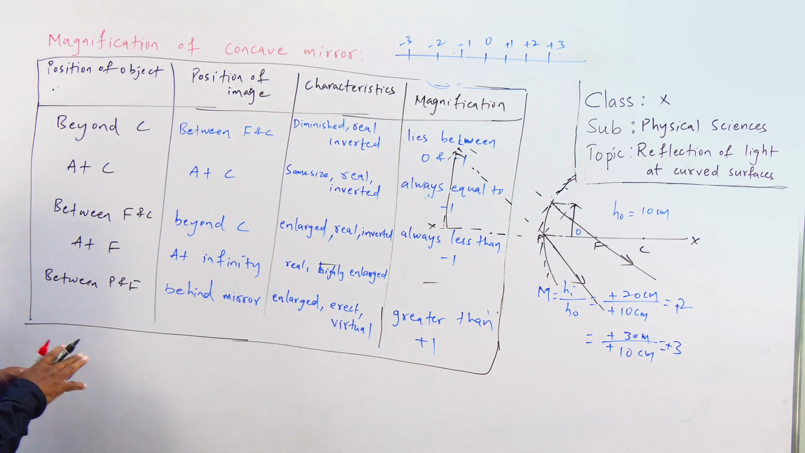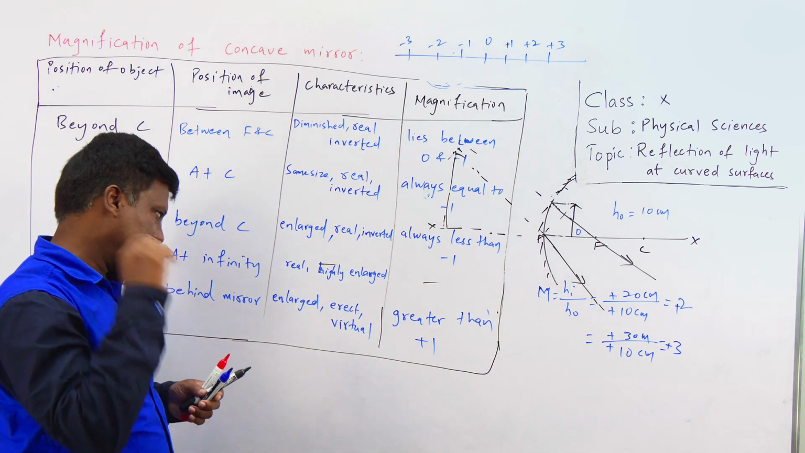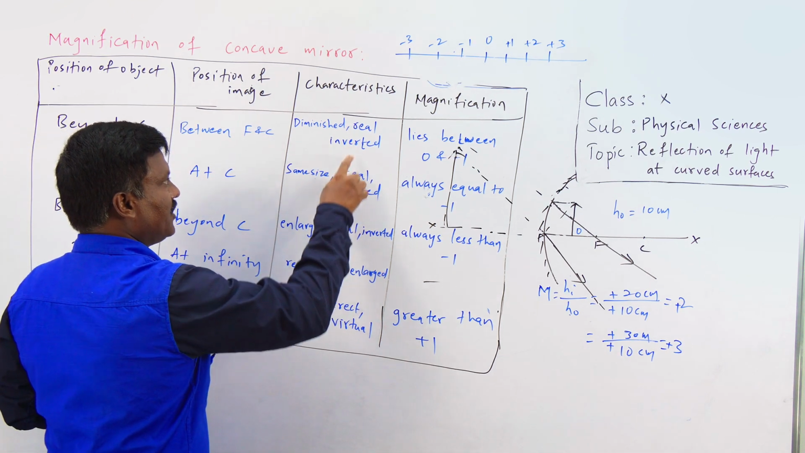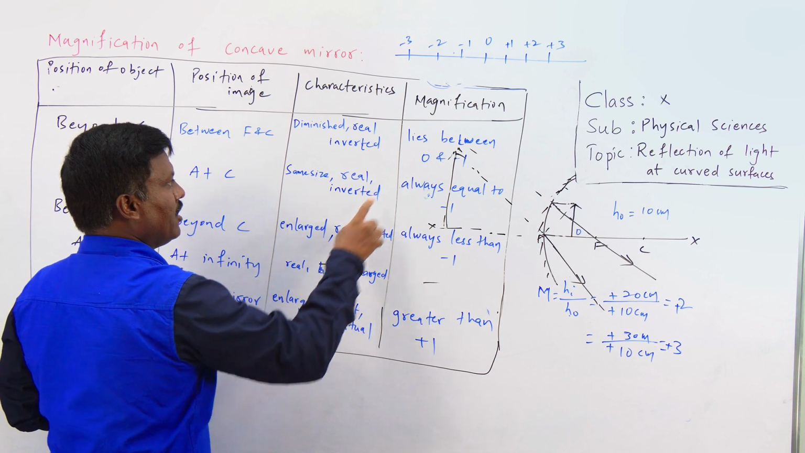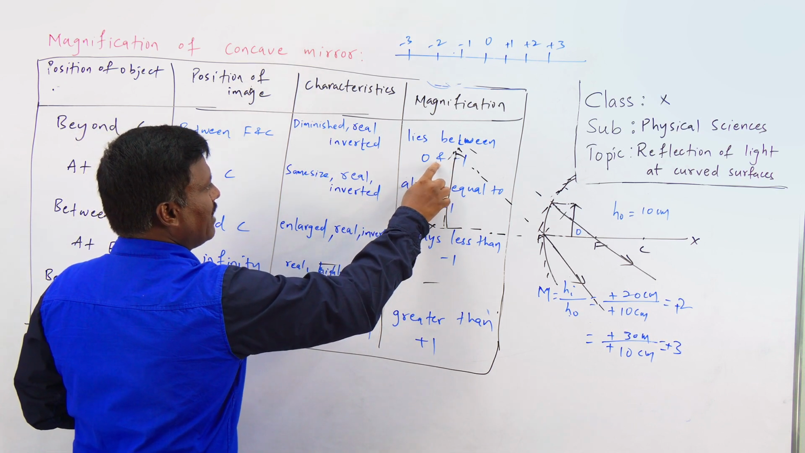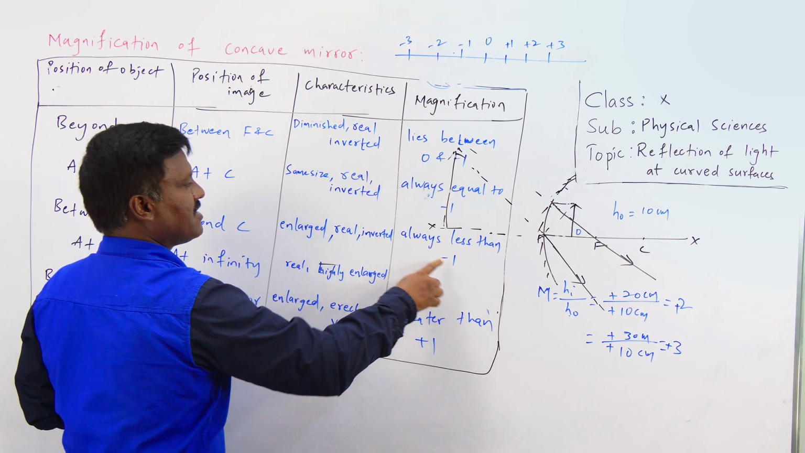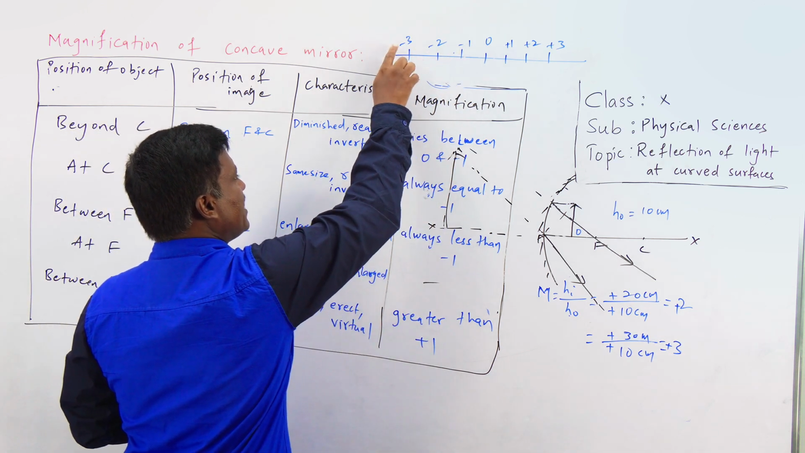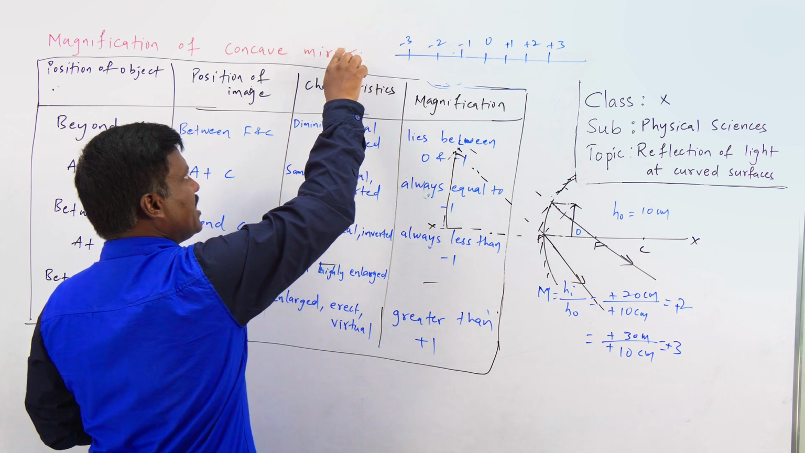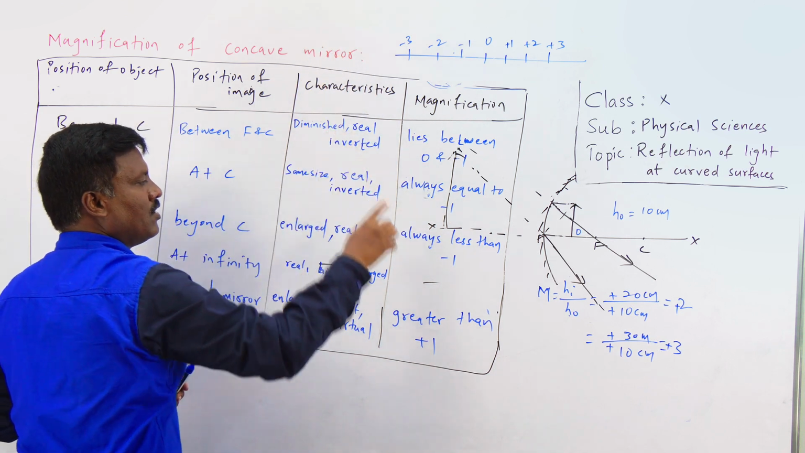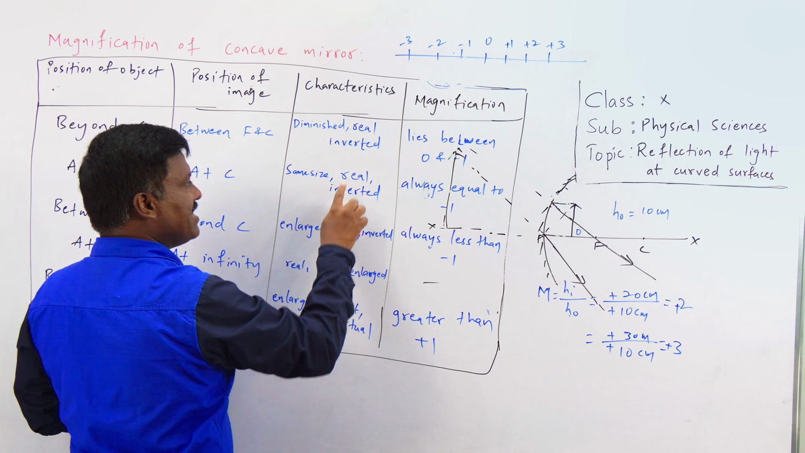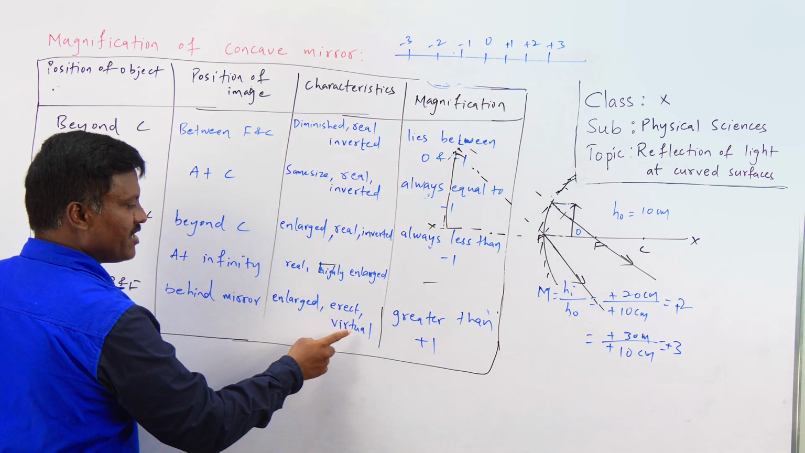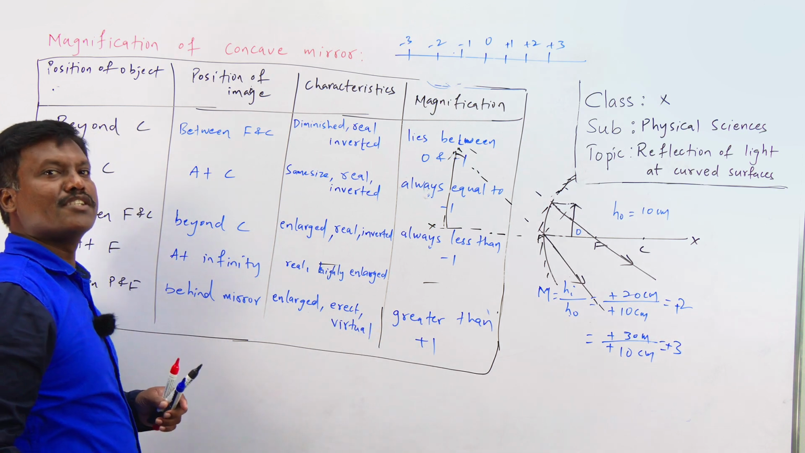And what is the conclusion we draw from here? This is a very, very important thing. Here the image is real. Here also real. Here also real. You see the magnification values are minus, minus, minus. Less than minus 1 means minus 2, minus 3, minus 4, minus 2.5, minus 5, minus 6. Yes or no? If the image is real, the magnification value is minus. If the image is virtual, the magnification value is plus.